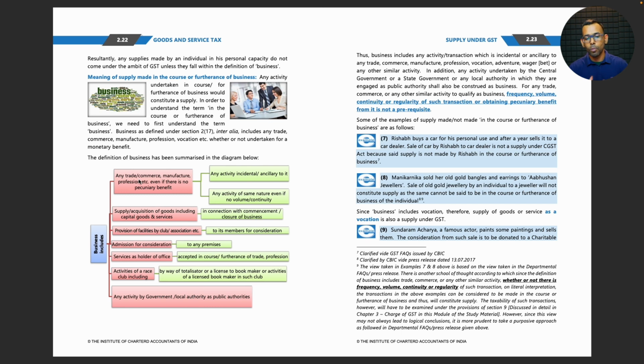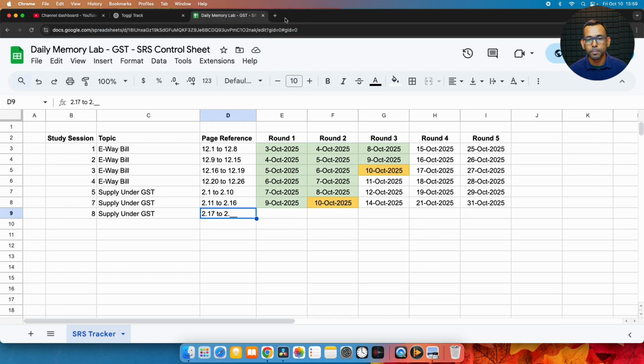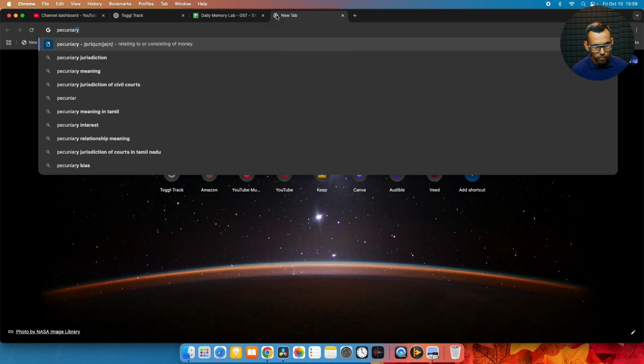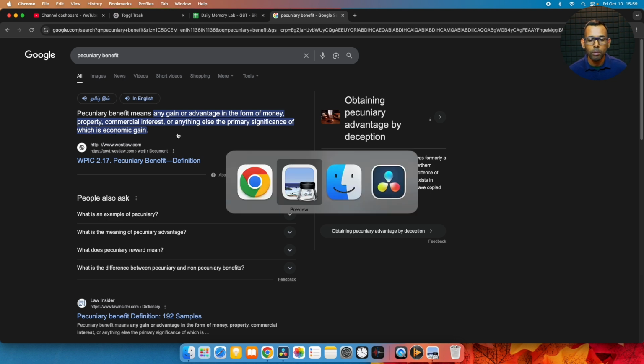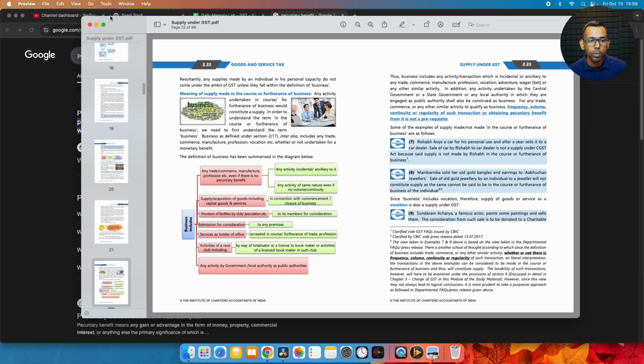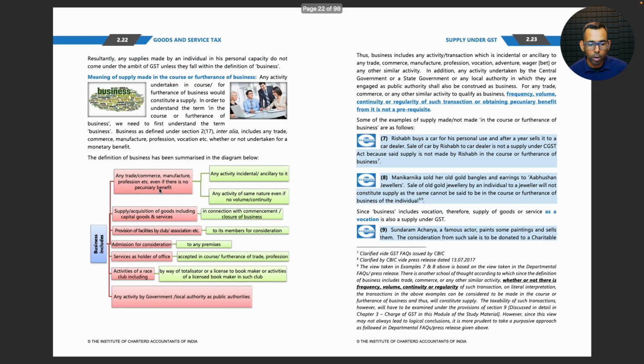Any trade. So first is like a wide thing. Any trade, commerce, manufacture, profession, etc., even if there is no pecuniary benefit. I want to know what is pecuniary benefit. Pecuniary benefit means any gain or advantage in the form of money, property, commercial interest, or anything else the primary significance of which is economic gain. Okay, so basically they are saying even if there is no economic benefit, even if there is no economic gain, it will still be considered as business.